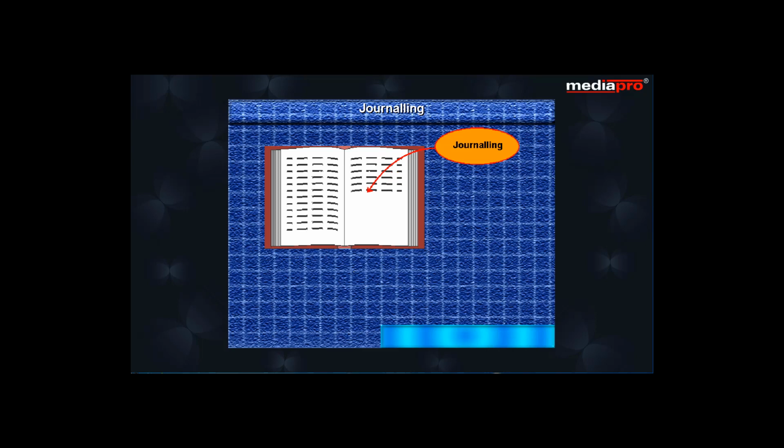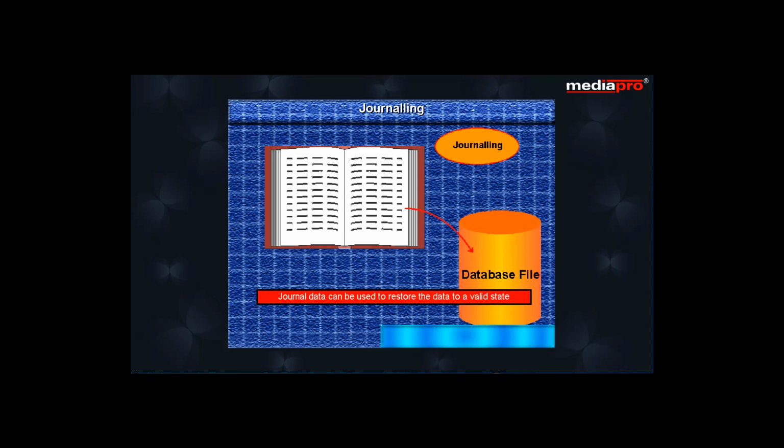Journaling is a method of recording all the changes made to a database. In case something does happen to corrupt the data, you can use the information recorded in the journal to restore the database to a previous stable state.